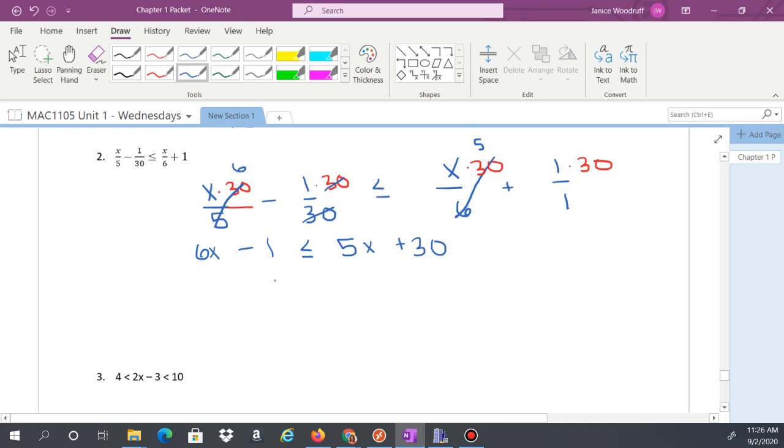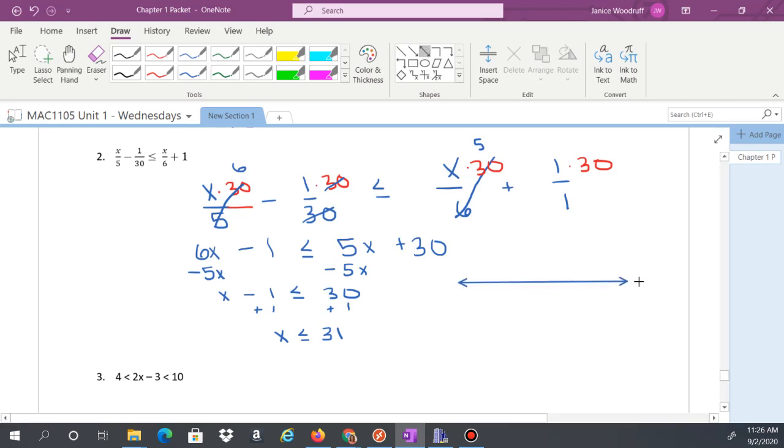Okay, so now let's go through and solve. I want to keep my x term on the left in an inequality. So I'm going to subtract the 5x from both sides. That's going to give me just x minus 1 is less than or equal to 30. Then I'll add 1 to both sides. So I get x is less than or equal to 31.